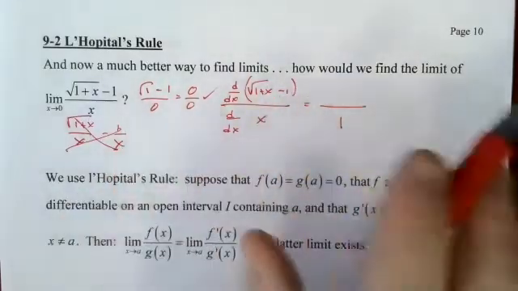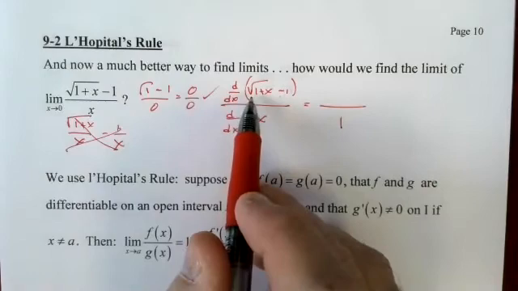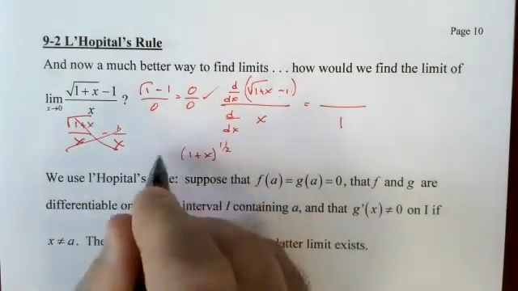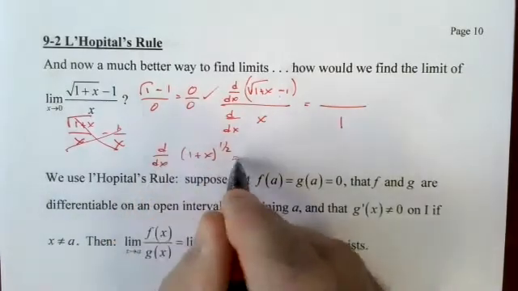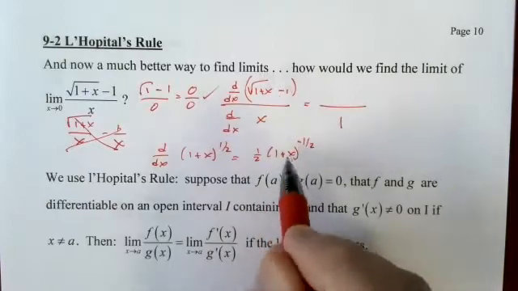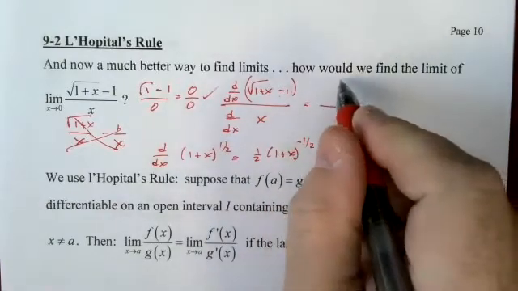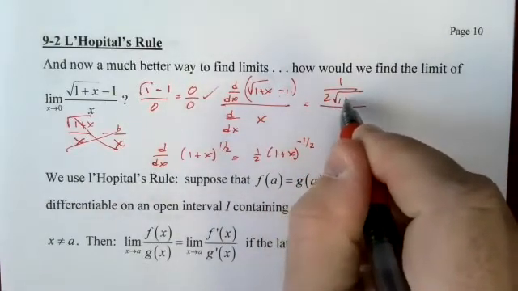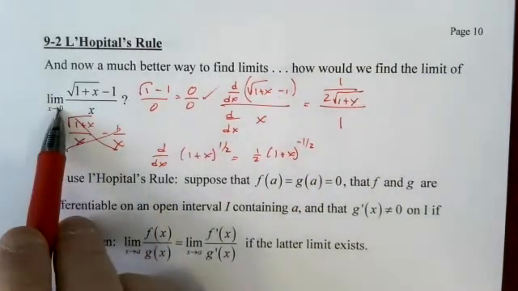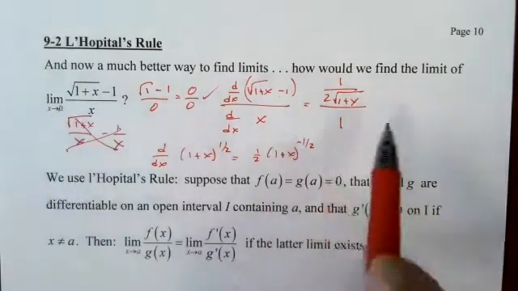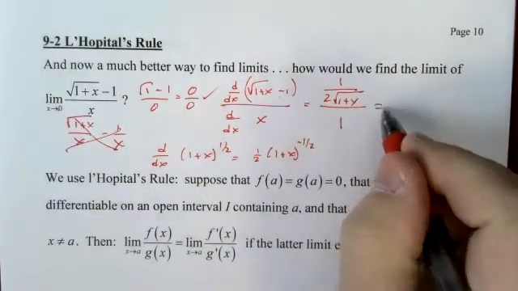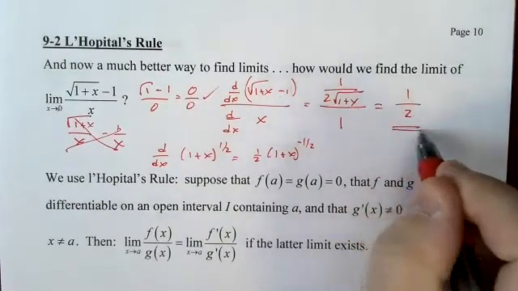The derivative of negative 1 is 0. The square root of 1 plus x is (1 plus x) to the 1/2. So d/dx of that is 1/2 times (1 plus x) to the negative 1/2, no chain rule. So we would get 1 over 2 square root of 1 plus x. Now, can we plug in the limit of 0? Yes, we can. We end up with 1/2.